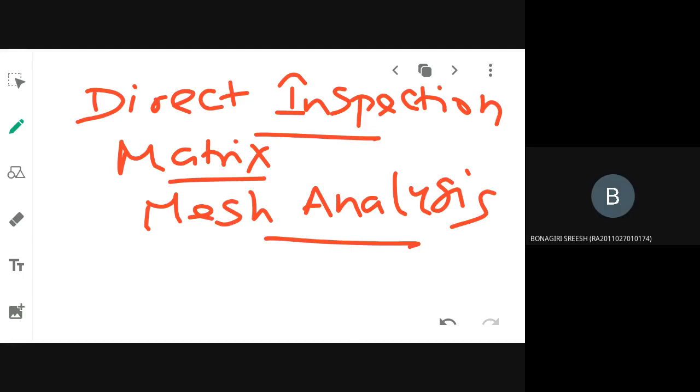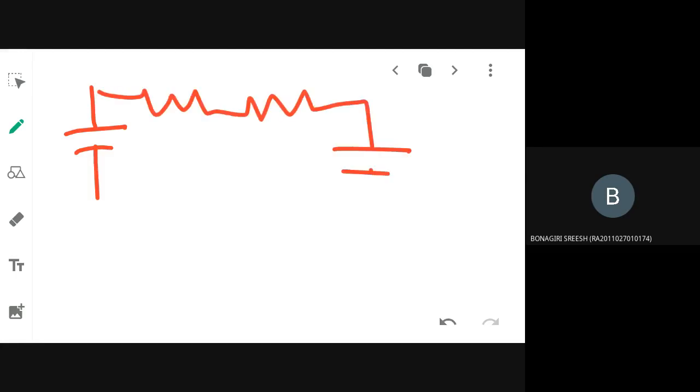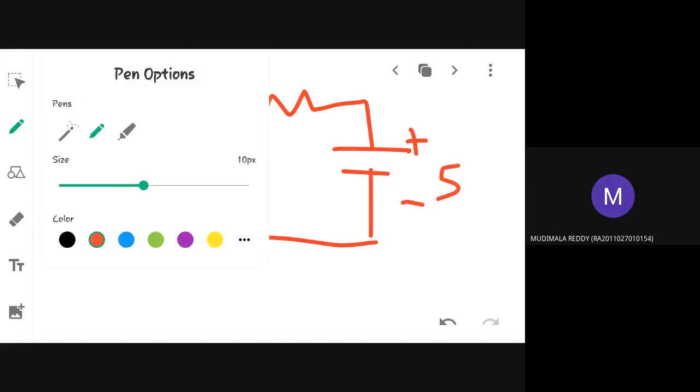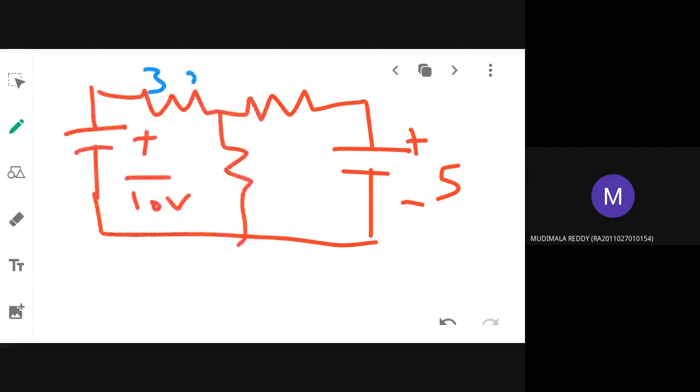Okay. So next you are having the same circuit. Tell me what is the element, circuit element everywhere. I am using the same circuit. What is the voltage here? 10. Here 5. Okay. And what are the other values? This one is 330, 220, and 1K.